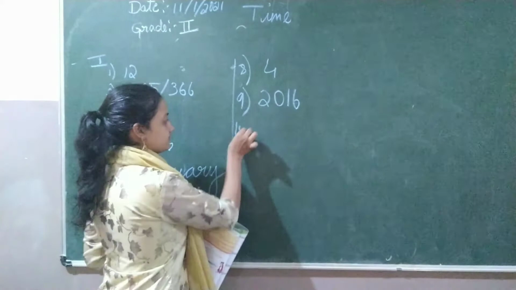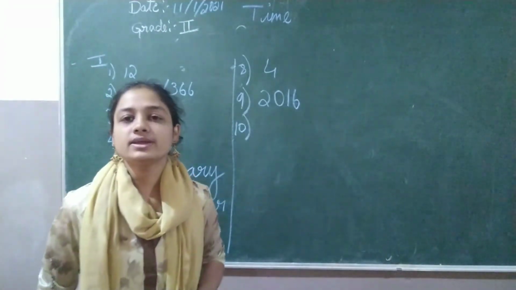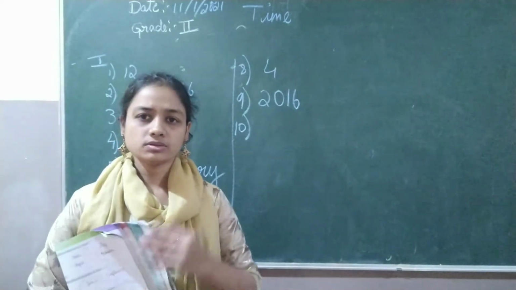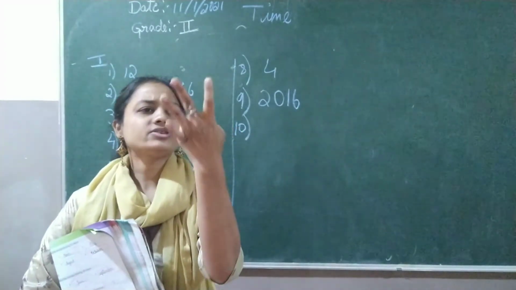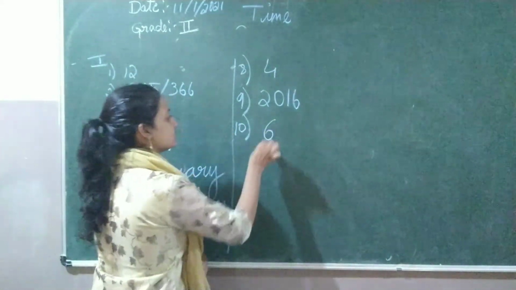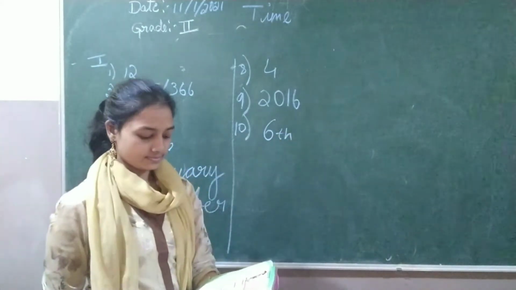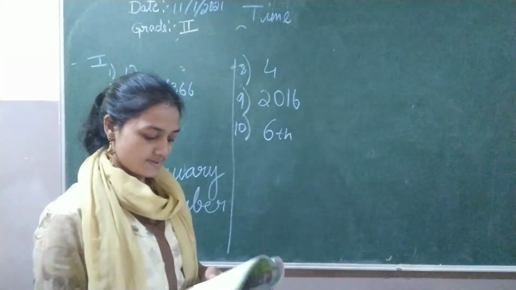Next, 10th one. June is the dash month of the year. Which month is June? January, February, March, April, May, June. June is the 6th month of the year. Let's go for the next page.